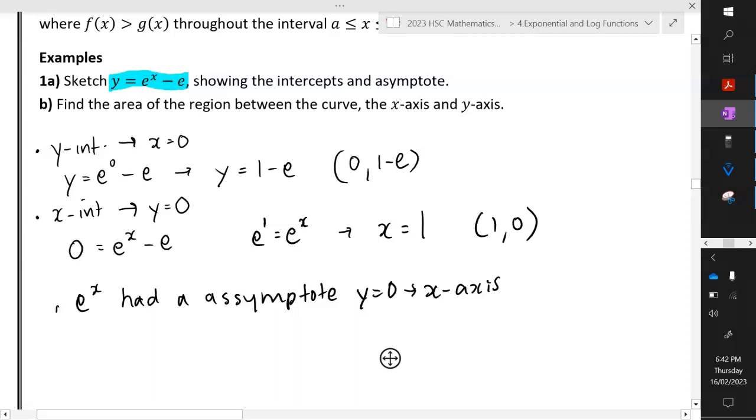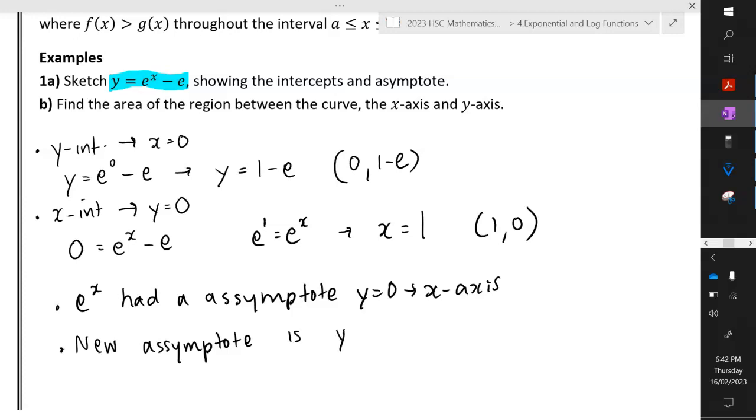So our new asymptote is where? Where do you think that's going to be? Our old asymptote was at y equals 0, which is the x-axis, and it's moved down e units. So our new asymptote is y is equal to minus e, which is approximately y equals minus 2.718.